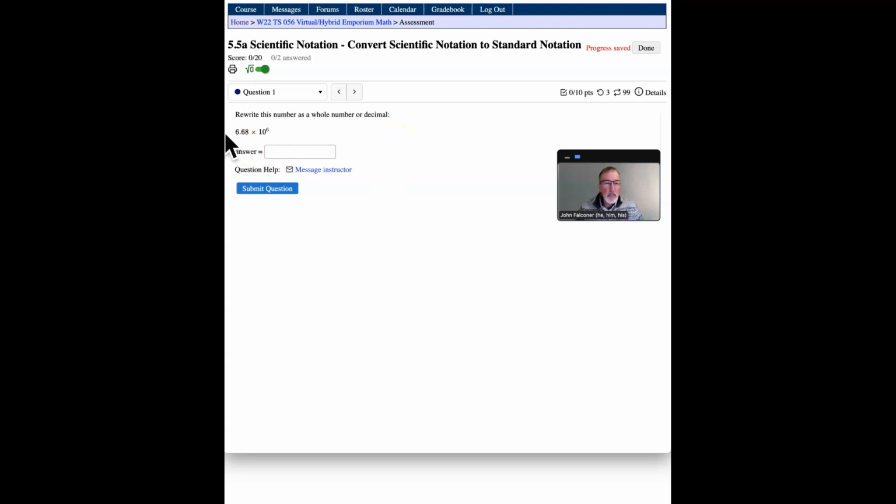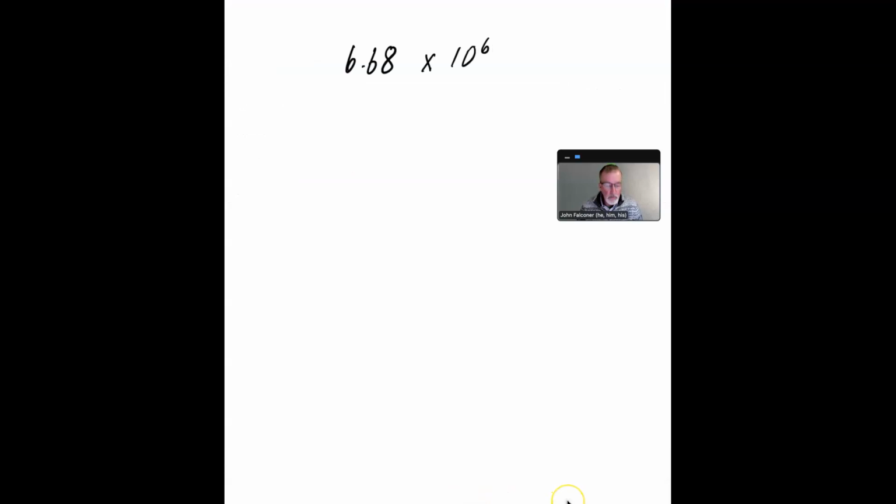So what we're going to do is convert this number, 6.68 times 10 to the 6th, into standard notation, which is how you would write a normal number. So let's go to the tablet and see what we need to do.